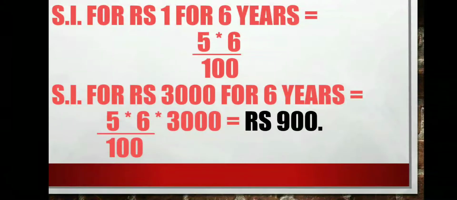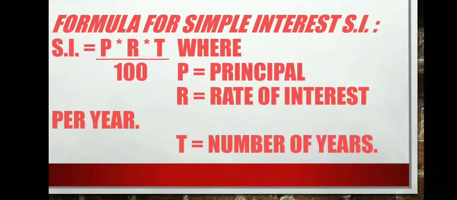Now let us see the same sum by using formula of simple interest. Formula of simple interest is P multiplied by R multiplied by T divided by 100, where P is principal, R is rate of interest per year, and T is number of years. So, SI means simple interest equals P into R into T divided by 100. This is the formula.